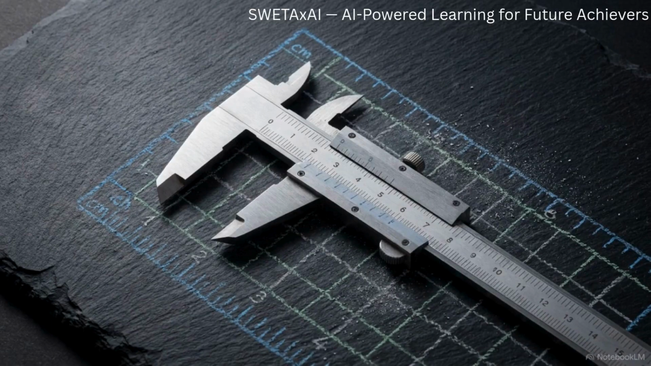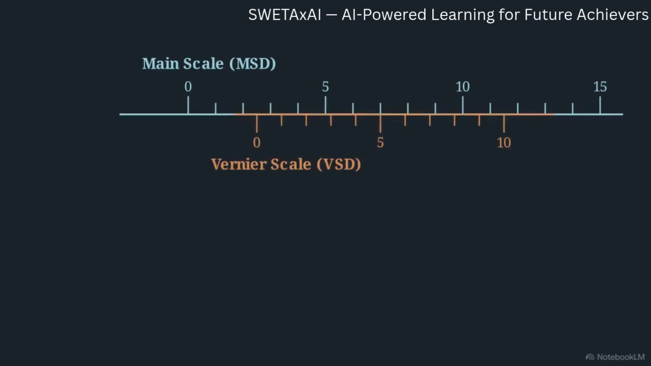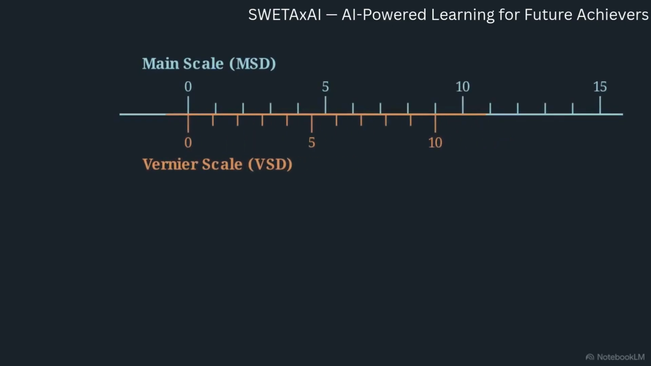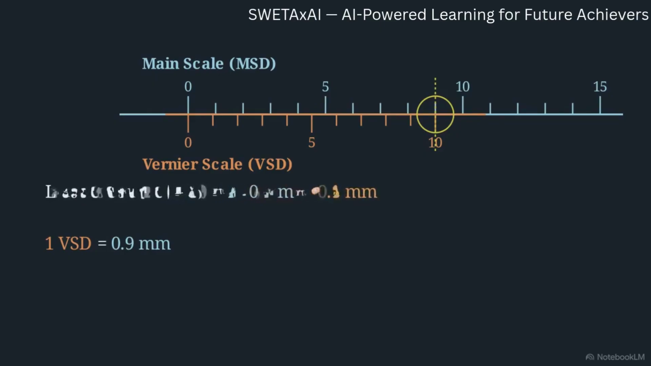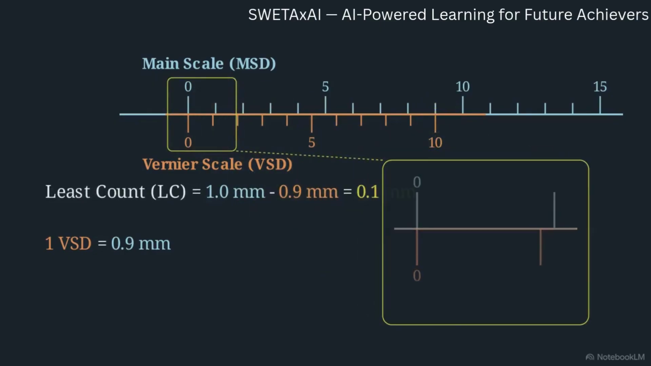To push past that 1 millimeter limit, engineers designed mechanical solutions like the vernier caliper. This diagram shows how a vernier caliper generates precision by aligning two separate tracks. The least count is found by calculating the difference between one main scale division and one vernier scale division. If 10 vernier divisions match exactly 9 main scale divisions, a single vernier division equals 0.9 millimeters. Subtract that from a 1 millimeter main division, and you achieve a least count of 0.1 millimeters.